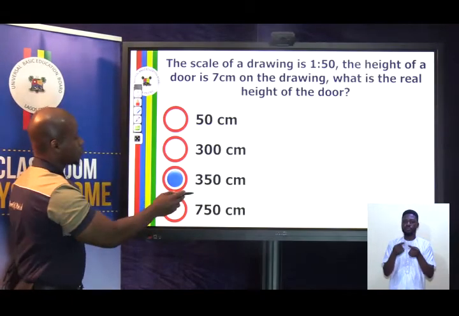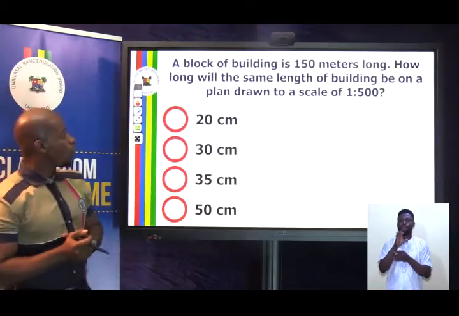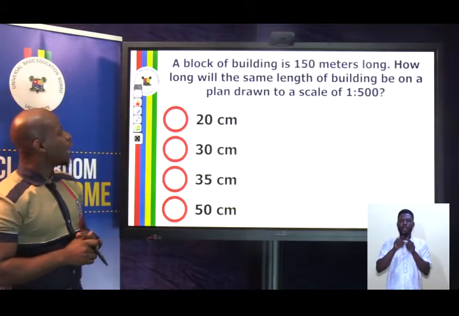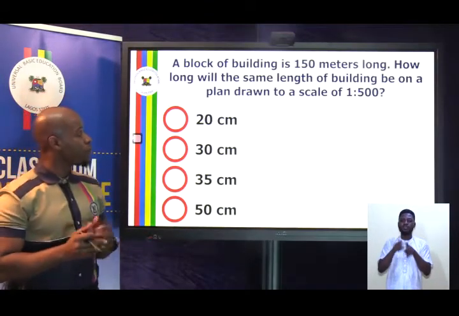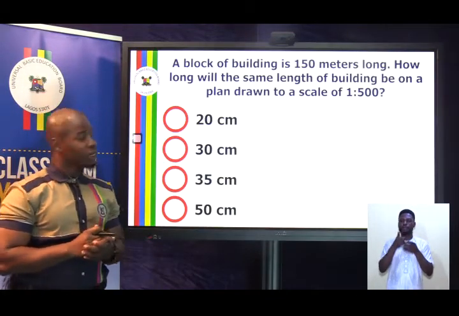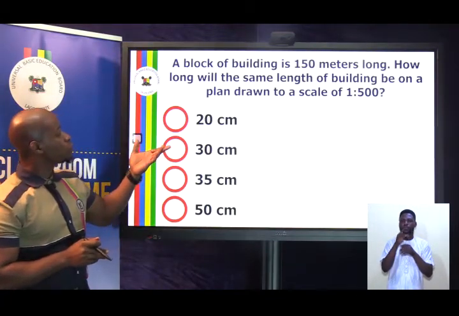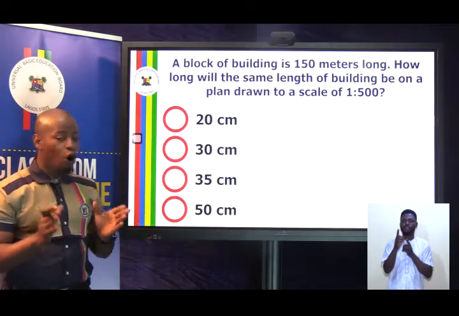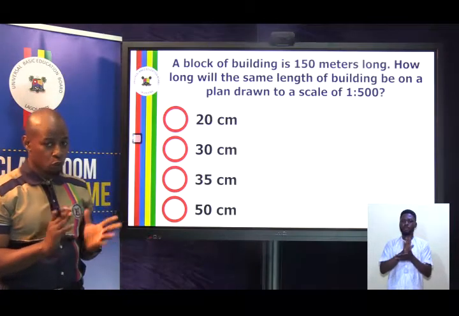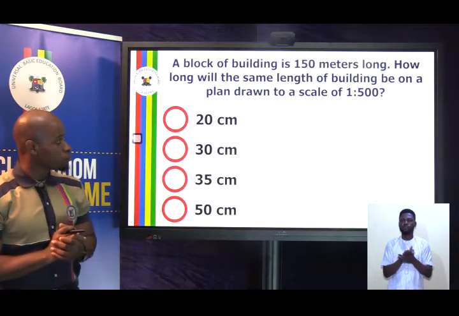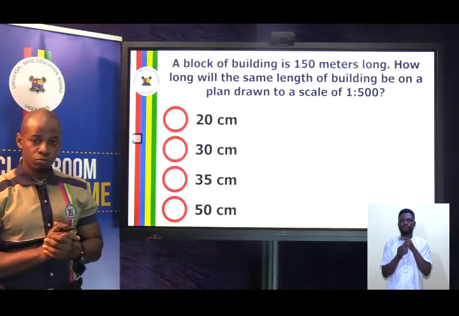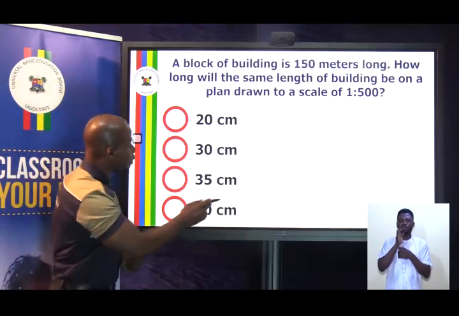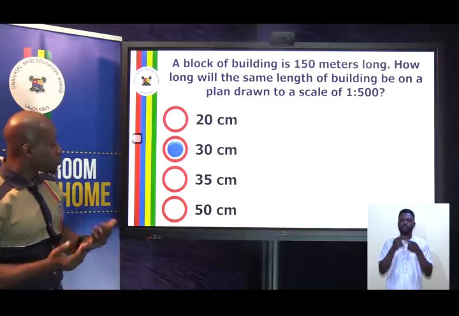So let's move on. A block of building is 150 meters long. How long will the same length of the building be on a plan drawn to a scale of 500? Now, we know the real distance, 150 meters. We want to calculate the distance on a plan, which is a paper. So, you know what to do? Do it quickly. Well, let's see what that answer will be. It's going to be 30 centimeters.